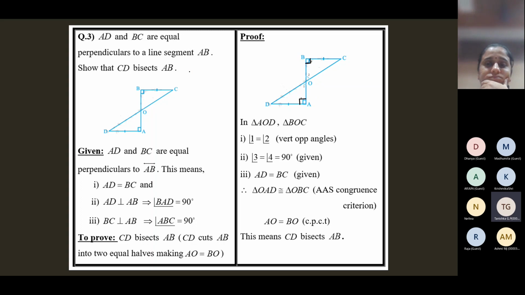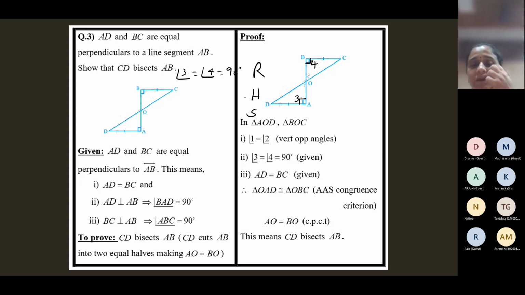Ma'am, angle A is equal to angle B because it's 90 degrees. Okay, I have marked it 3 and 4, so please use 3 and 4. So angle 3 of the first triangle is equal to angle 4 of the second triangle, 90 degrees. Correct. This is R. Now you have to tell me H and S.